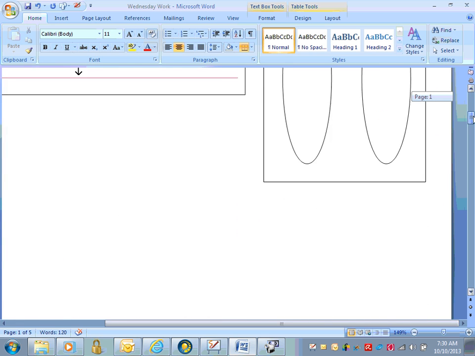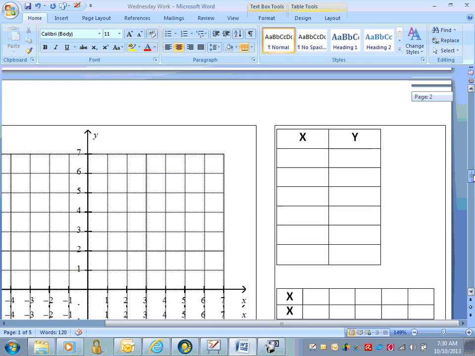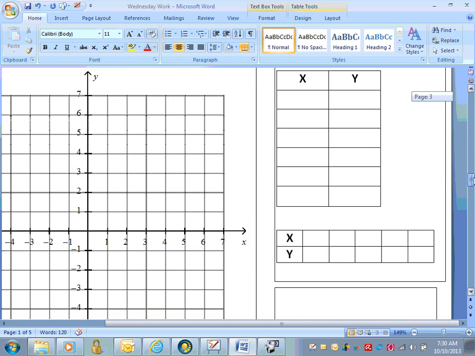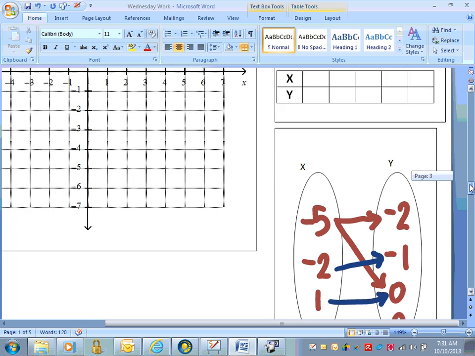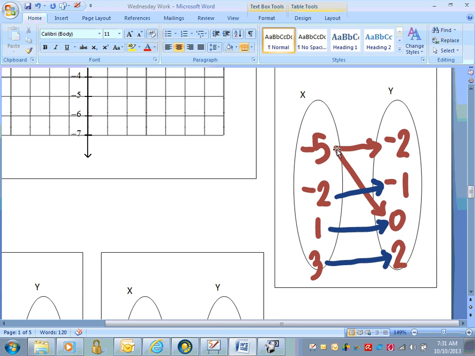Now, if we are dealing with a mapping diagram, again, the basic rule is what? Two arrows coming out of one x value will say that it is not a function. Again, two arrows coming out from one x value, it is not a function. So this particular problem right here, my x value is -5. There are at least two arrows coming out of that number. That tells me that this is not a function.